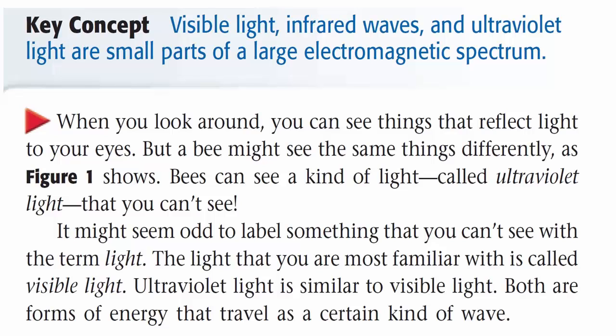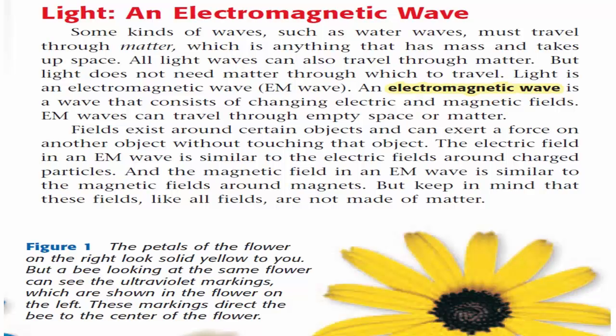Both are forms of energy that travel as a certain kind of wave. Light, an electromagnetic wave. Some kinds of waves, such as water waves, must travel through matter, which is anything that has mass and takes up space. All light waves can also travel through matter. But light does not need matter through which to travel.